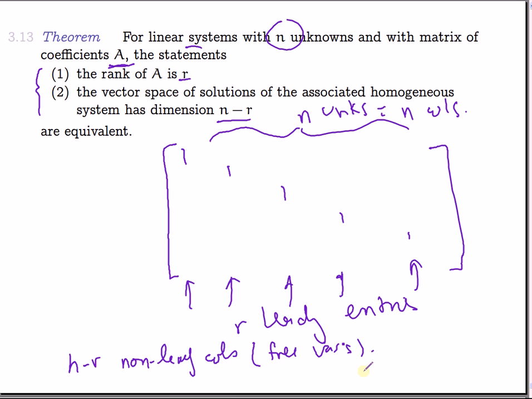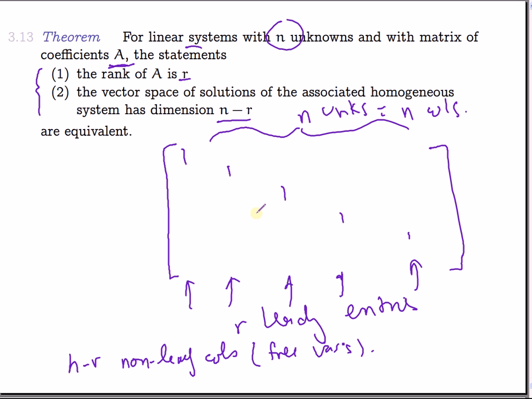But we know that each free variable leads to an additional dimension in the solution space. We write the solution to the homogeneous system as a linear combination of vectors, and each free variable corresponds to one vector. All right, so you can see that this shows a case where the rank of A is R and the vector space of solutions to the homogeneous system has dimension n minus R. Those two concepts are related.